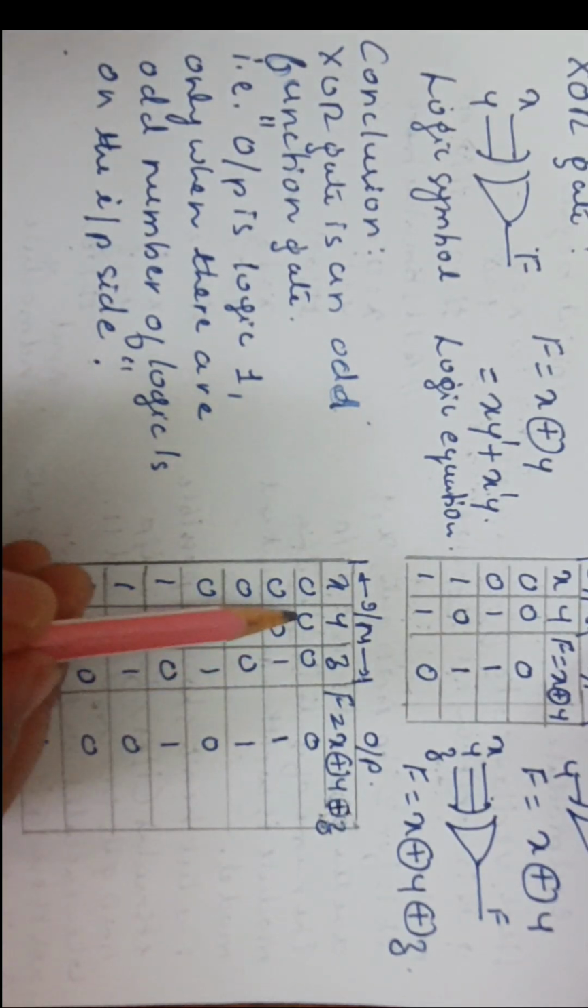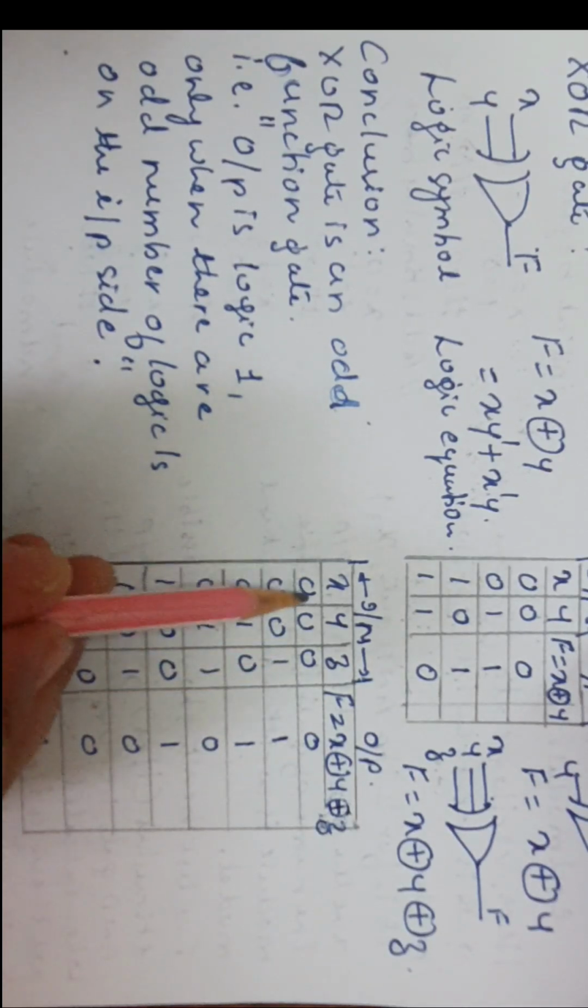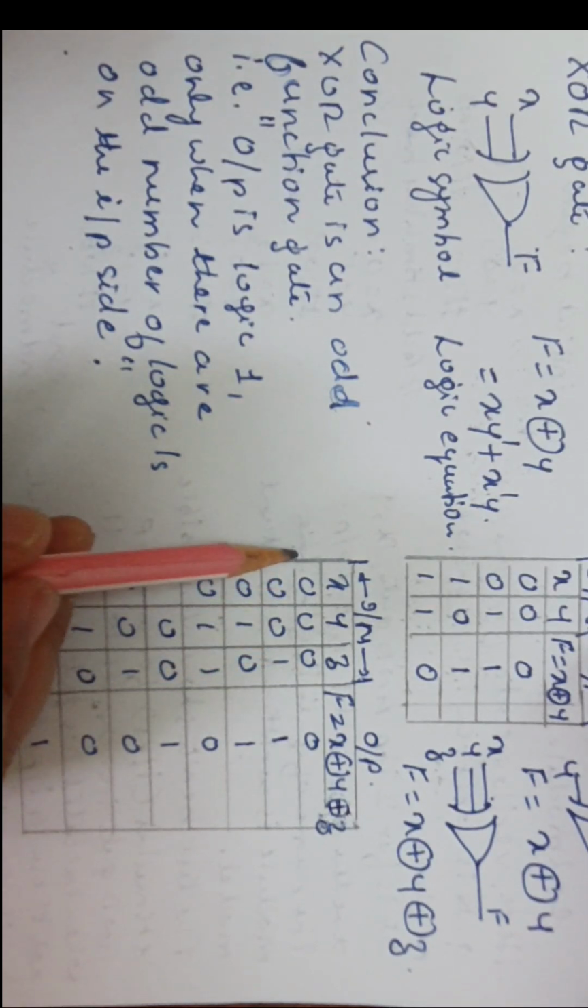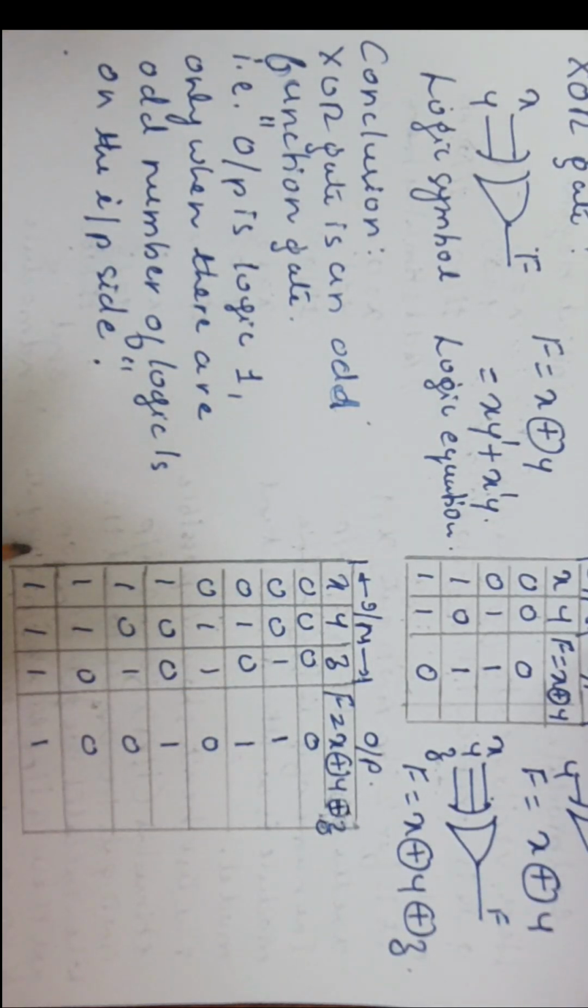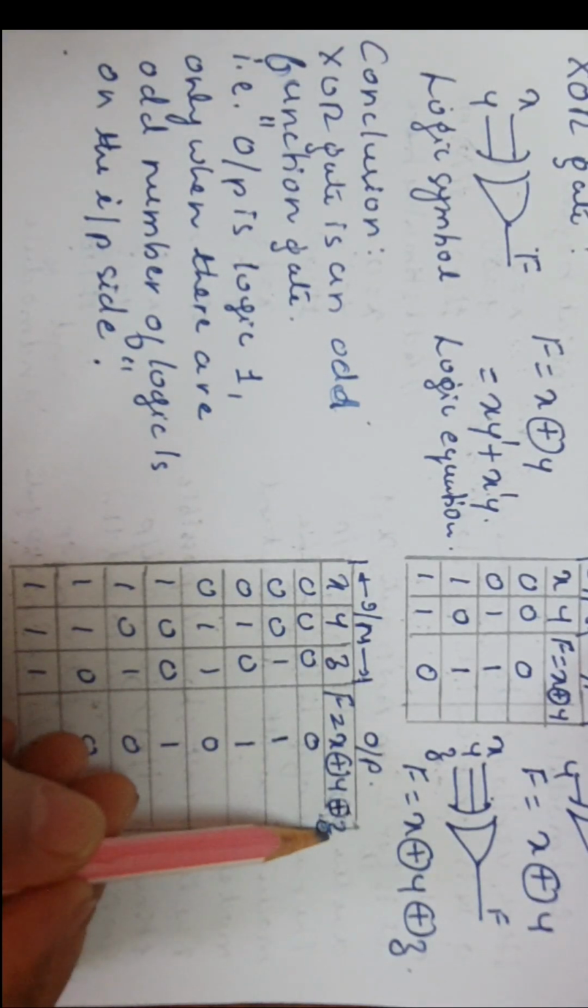So what can be the combinations? 0, 0, 0, 0, 0, 1. So this is decimal 0, decimal 1 written in binary. 2 raised to 3 means 8, so 0 to 7. Combinations in binary will have to be written with 3 bits because it is a 3 input XOR gate. Next, this is the column for F, which is equal to X XORed with Y XORed with Z.